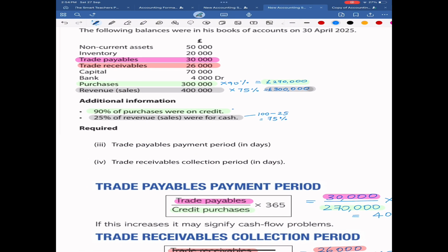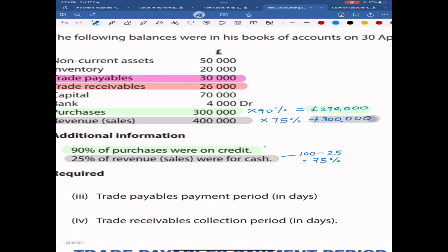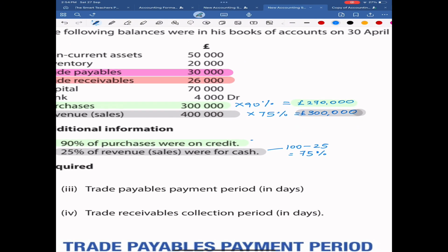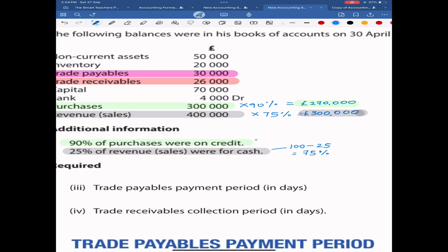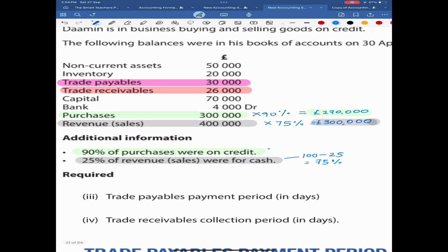As we have additional information, 90% of the purchases were on credit. Therefore, out of 300,000 purchases, only 90% will be considered as credit purchases, which is 270,000. Whereas only 25% is cash sales. That means the remaining 75% should be considered as credit sales. Thereby, 400,000 times 75% gives 300,000 of credit sales.